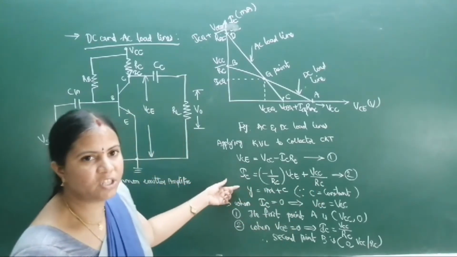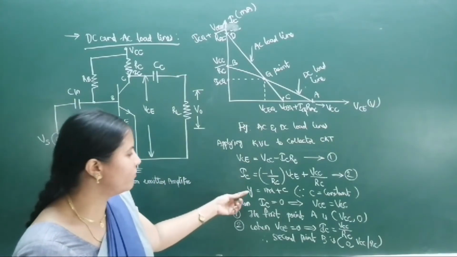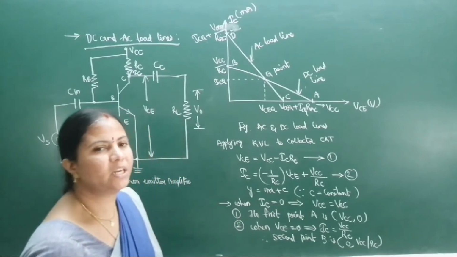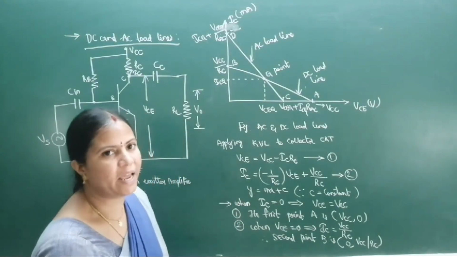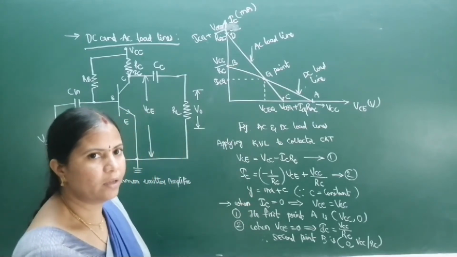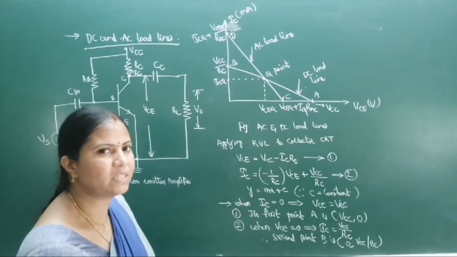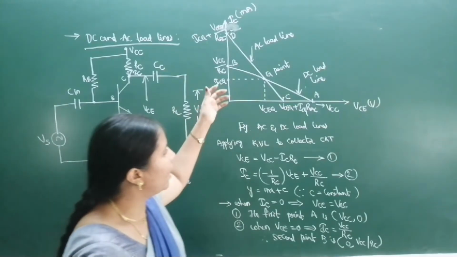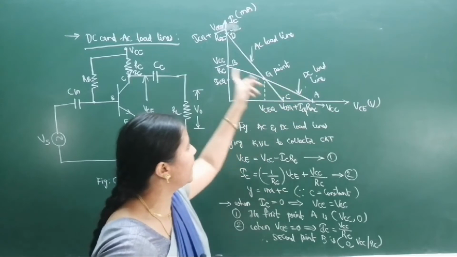So this equation is in the form of y equal to mx plus c, where c is nothing but constant. So this equation represents a straight line equation. So this AB is nothing but a straight line equation. Okay? Y equal to mx plus c represents a straight line equation. Okay. So how we will get the points A and B?